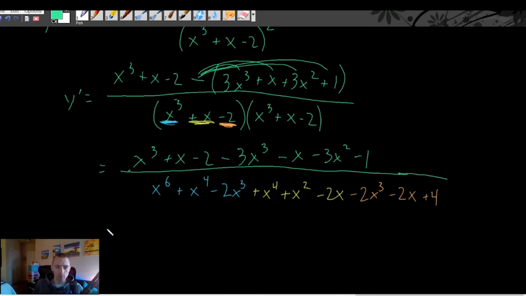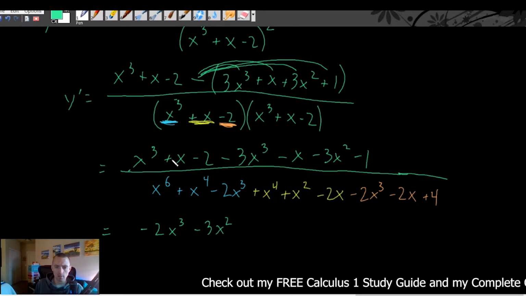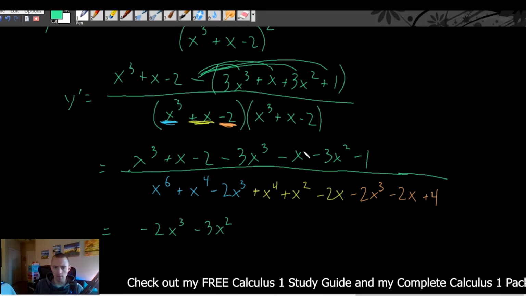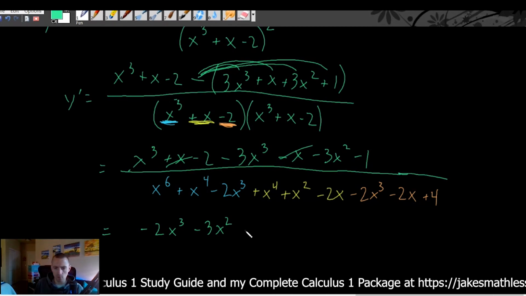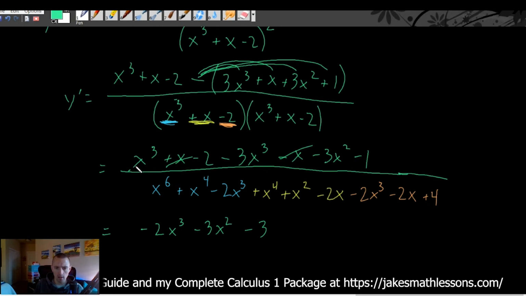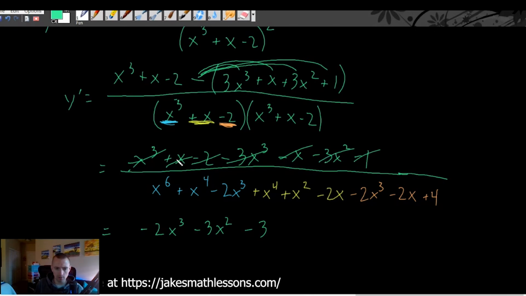Let's go ahead and combine our like terms on the numerator. So we have an x cubed and a minus 3x cubed here. So that gives us minus 2x cubed. We have a minus 3x squared. Then we have a plus x and a minus x, so those are going to cancel. And then we have a minus 2 and a minus 1, so that gives us minus 3. So the x cubed and minus 3x cubed, the minus 2, the minus 1, and the minus 3x squared, I accounted for all those down here.